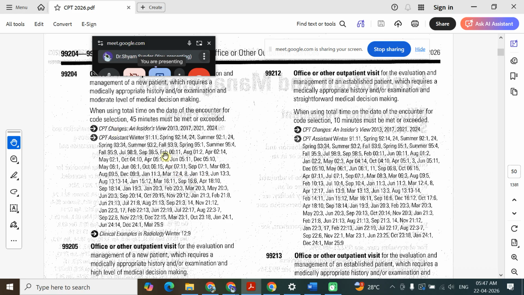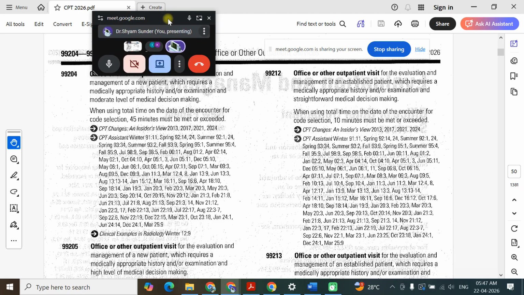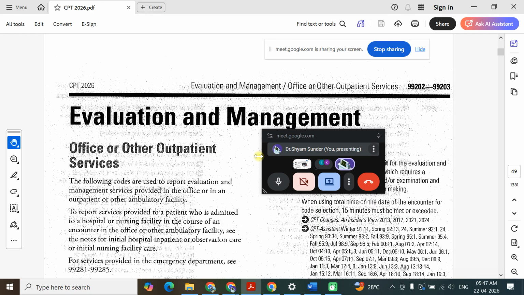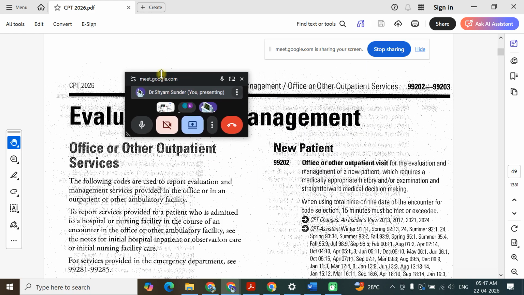Now let us summarize. What are the levels of MDM? Three levels. What are they? One is place of service, a second is new patient versus established patient, and the third is MDM, depending upon the complexity. I'm sorry, I'll put the question in a different way. What are the levels of MDM? Medical decision making. It's like low, moderate, high.